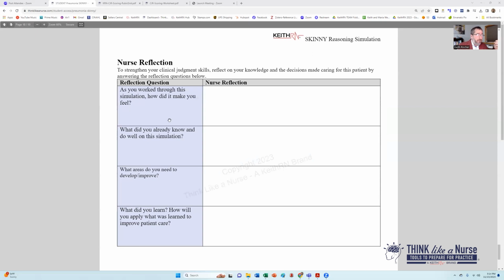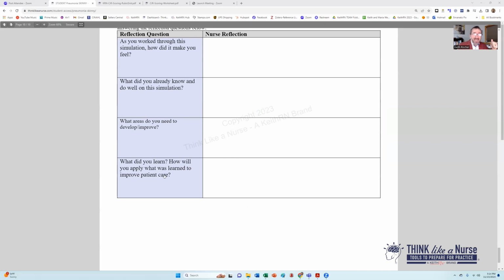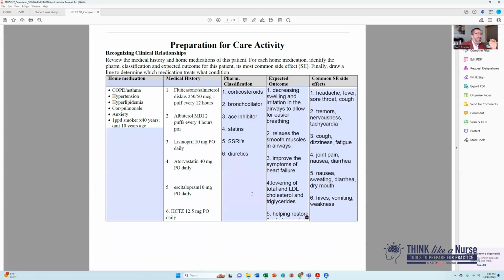You know, how did it make you feel? What did you do well? What would you improve? And what did you learn? And apply that learning to patient care. And so what we're going to do now is look at the actual student's work. And this is where we can then, in the next step, look at the rubric, the KeithRN Clinical Judgment Rubric, and put this all together.